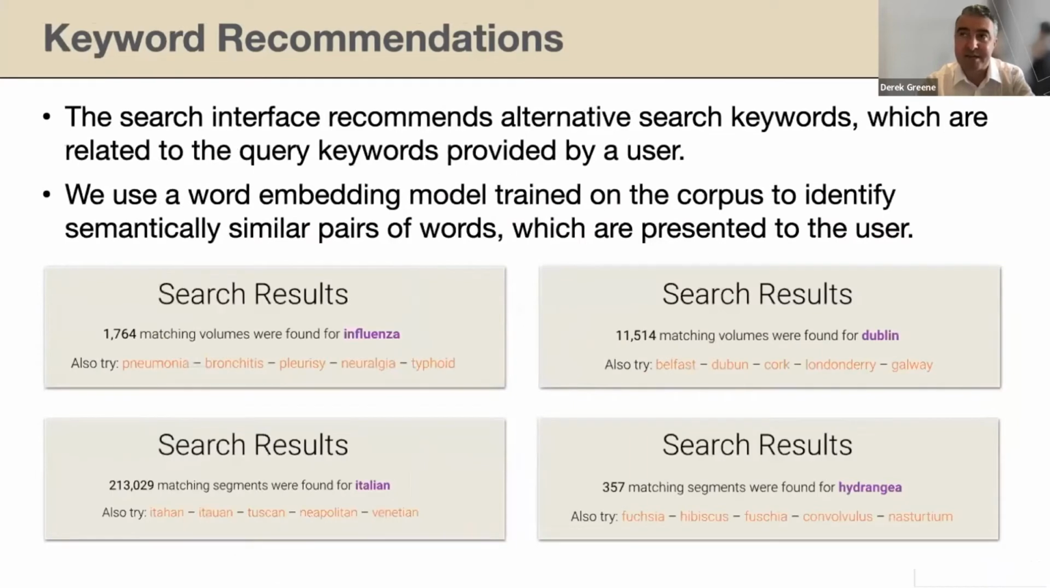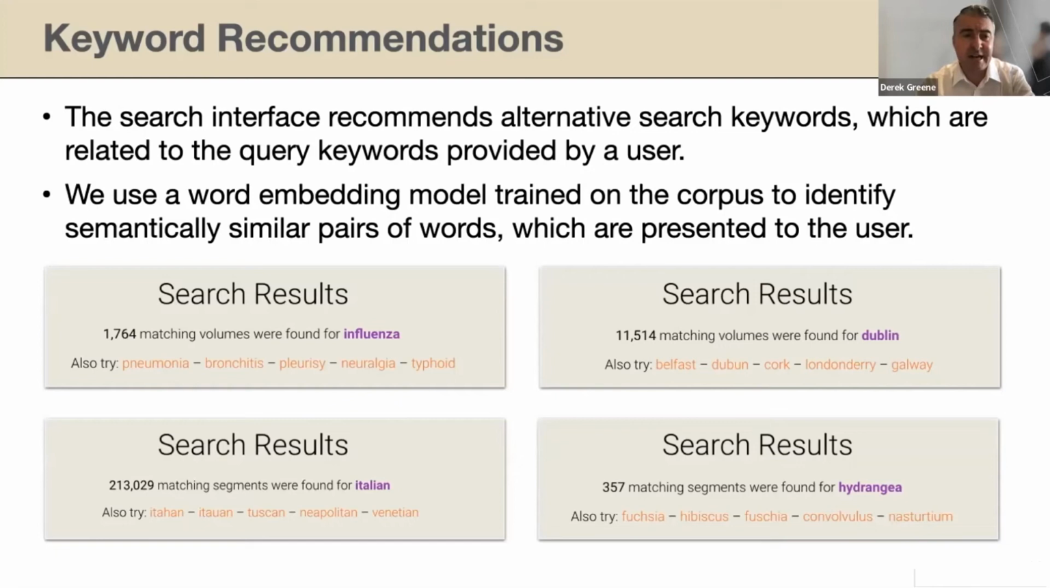There's another aspect of recommendation that we include in the system, and this is keyword recommendation. If you enter certain words for your search, you're presented with alternative search keywords that are semantically similar to your original search. In the area of search, this is sometimes referred to as query expansion.